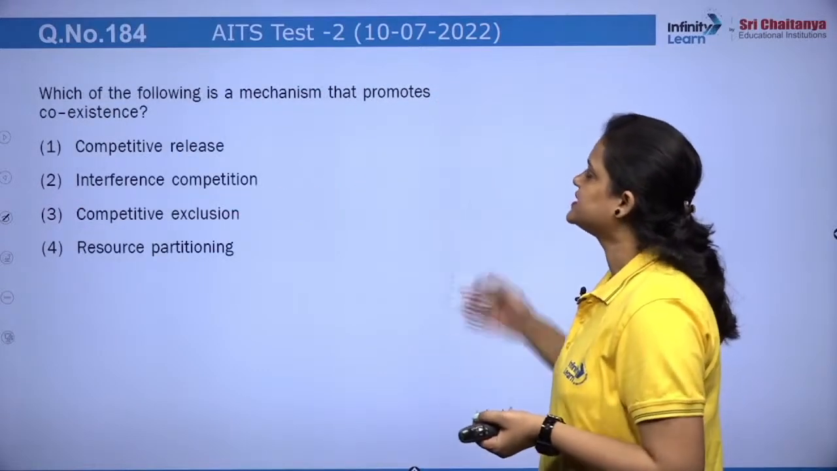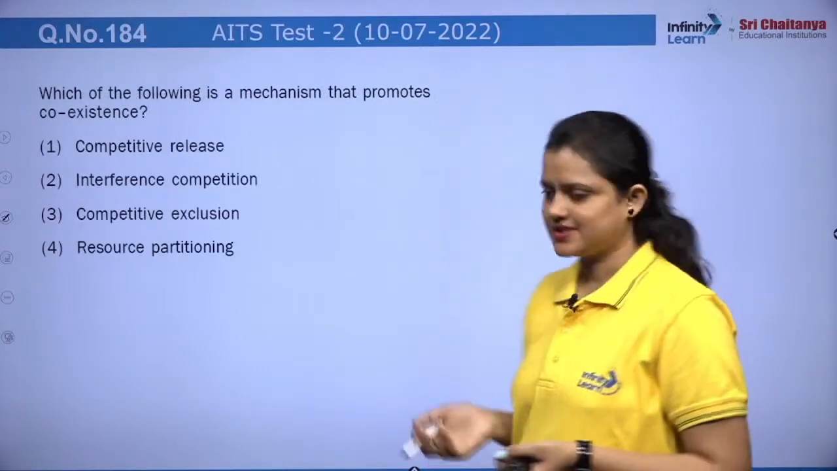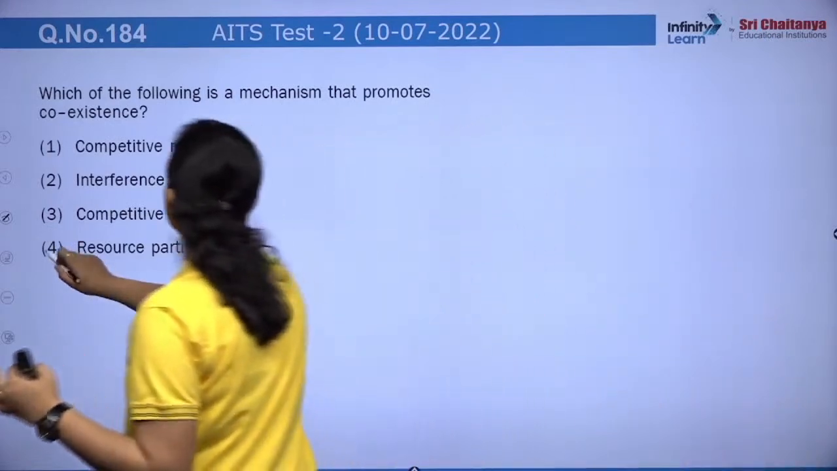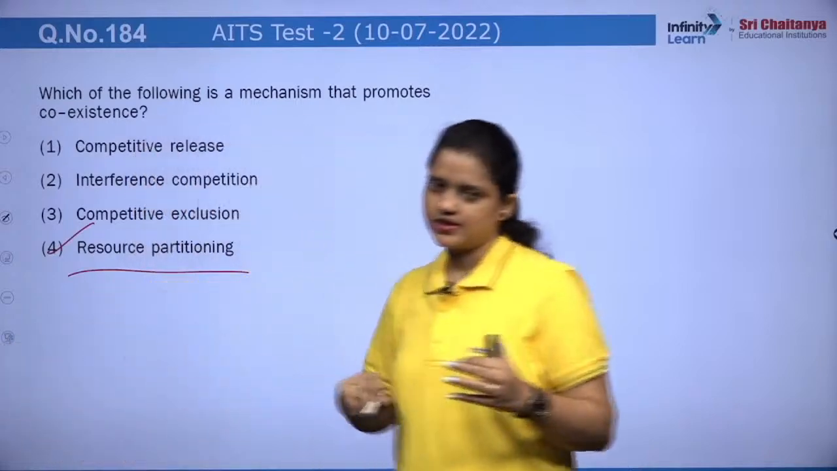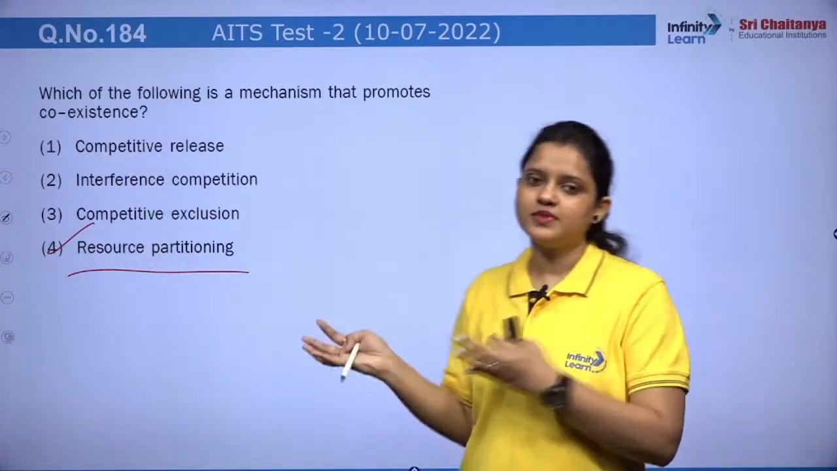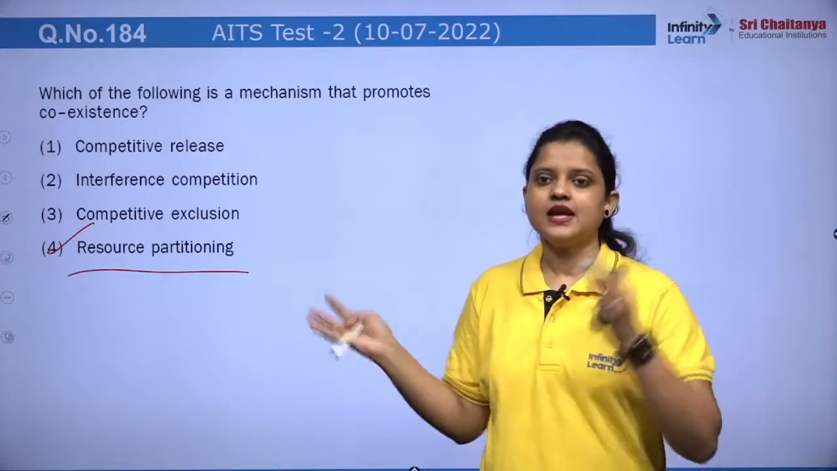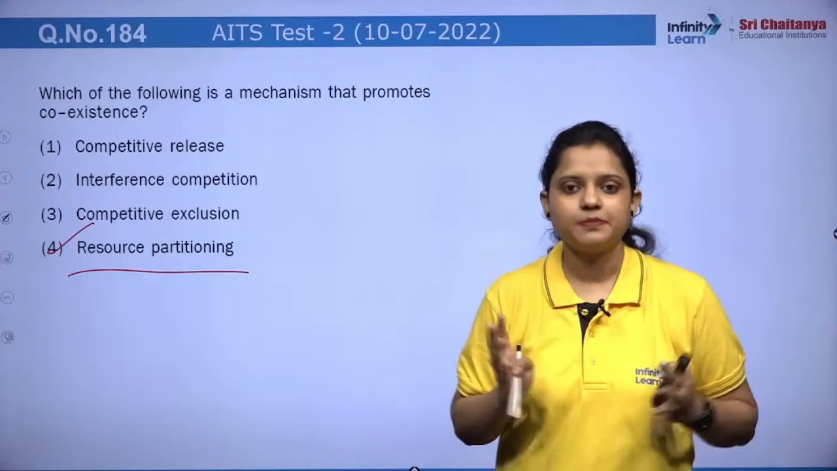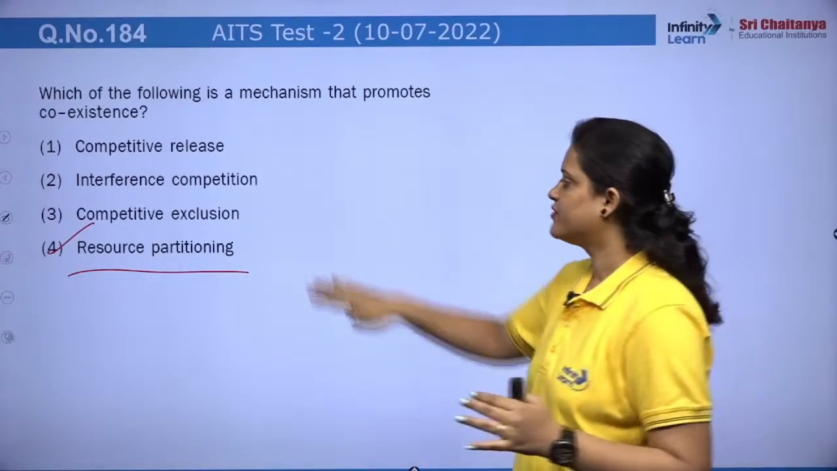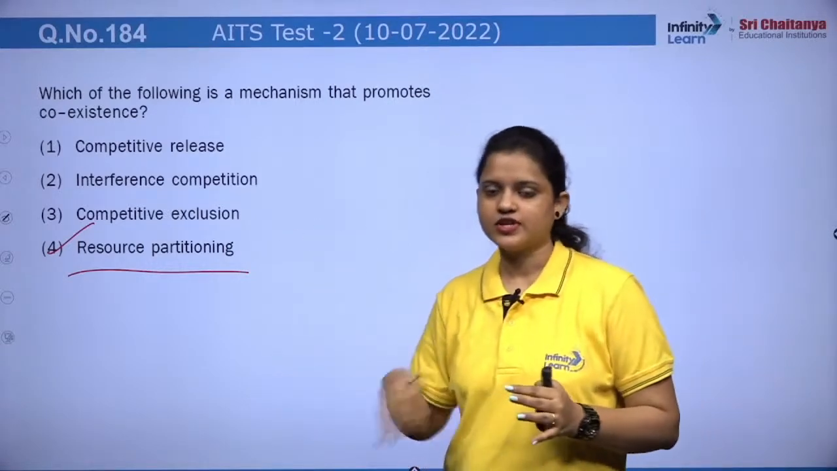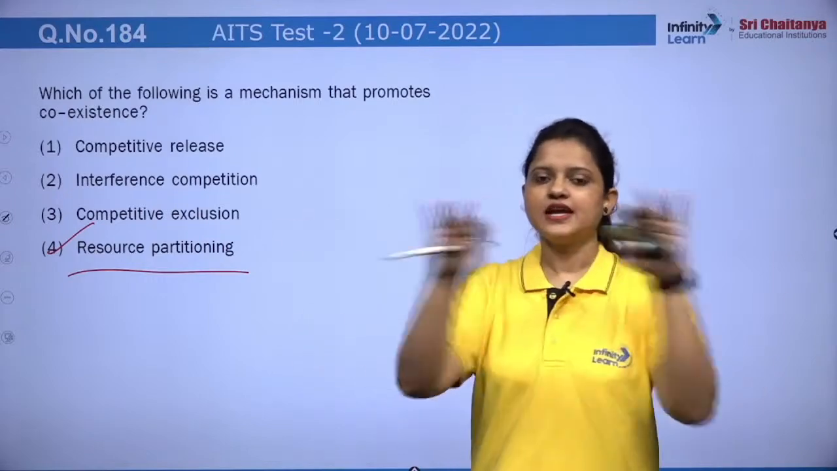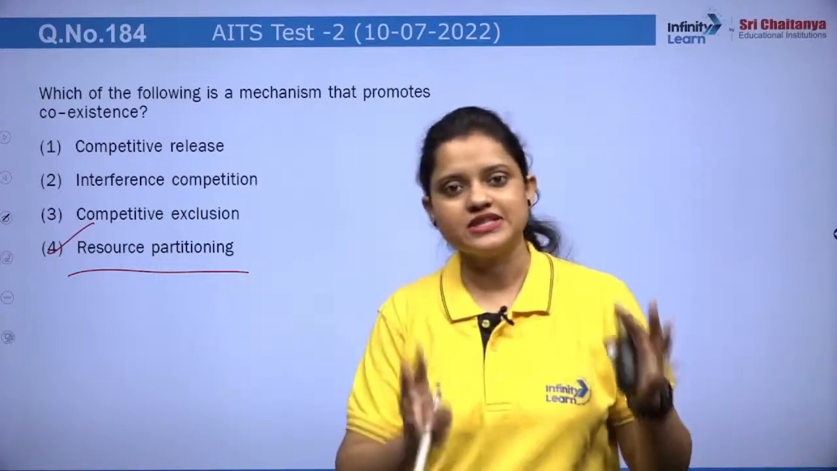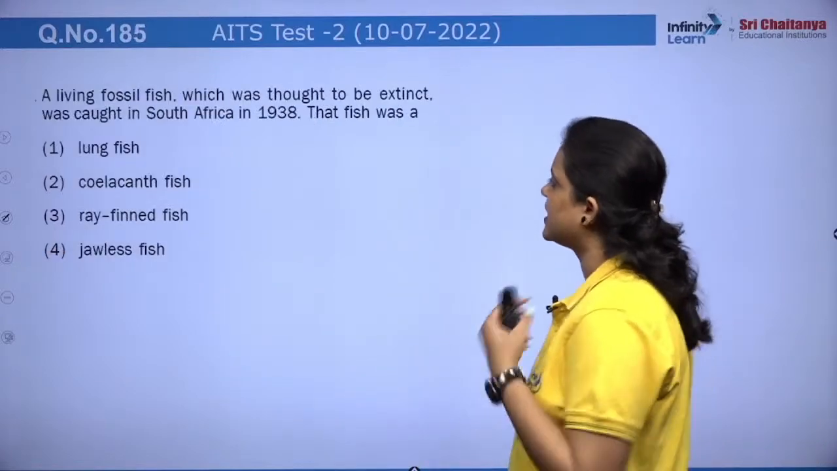Which of the following is a mechanism that promotes coexistence? So coexistence can be promoted only by resource partitioning. You must have heard about warblers. These are the birds. Various species of warblers will coexist in one single tree, but with the help of resource partitioning, right? They will feed in the different regions of the tree and even during the different times of the day, right? So that is resource partitioning.